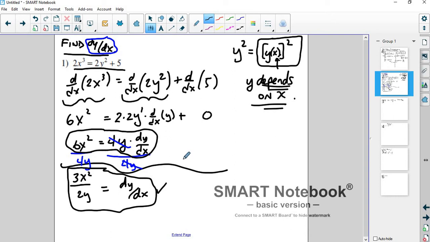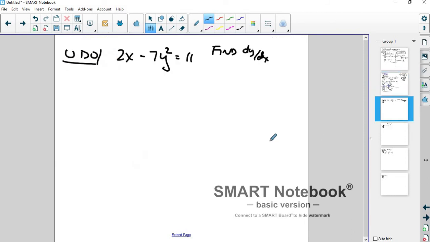Okay. So I know it's a little bit different, but I do want you to try one. Here's one that's a little bit similar. 2x minus 7y squared equals 11. Very similar. I want you to find dy dx. Pause the video, take a couple minutes, and find that derivative.